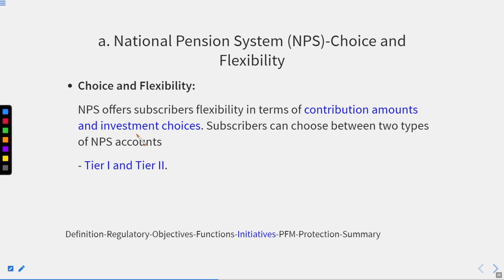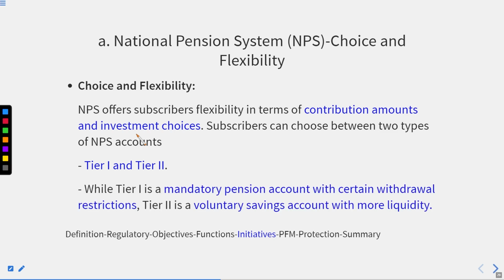Thereafter, it has the system of tier 1 and tier 2. What do you mean by it? Let's see. Tier 1 is a mandatory pension account with certain withdrawal restrictions. It means that you have to maintain a particular amount in it and you could not withdraw the amount which is hampering that particular limit. Second, tier 2 is a voluntary savings account with more liquidity. Tier 2 is a voluntary account. Like if you want to open it, you could open it. And it has more liquidity. It means there are no restrictions on it.